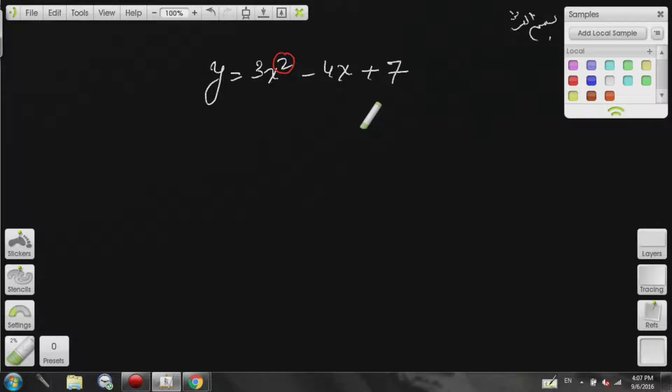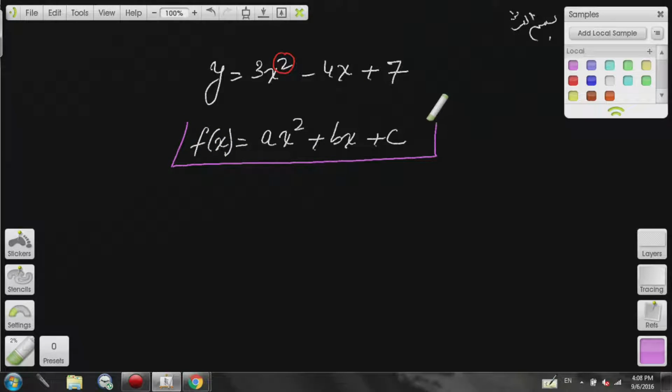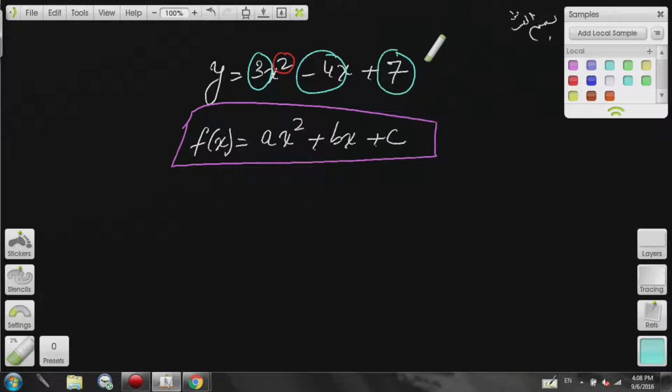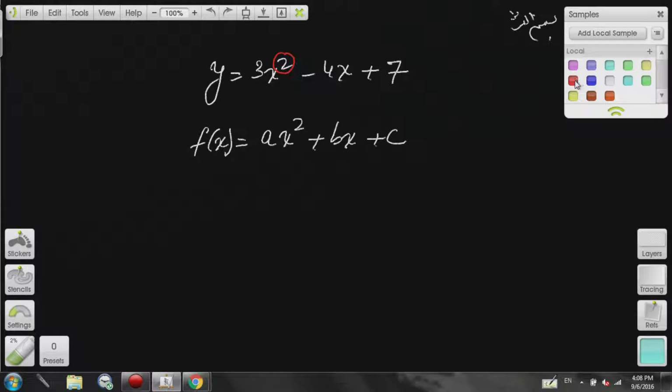The generic version of a quadratic function, you can write it like this: f of x equals ax squared plus bx plus c. This is an example of a generic writing of a quadratic function. In other words, they all look like some version of this. In the example that I have given over here, a is 3, negative 4 is b, and 7 is the c.